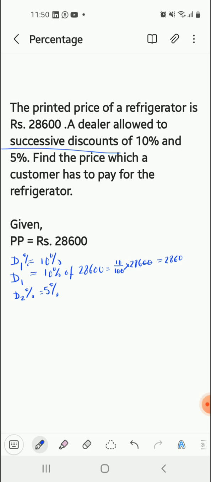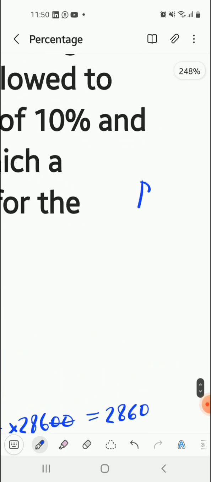After getting the first discount, before we find out the second discount, we have to reduce, because it's a successive discount. It means whatever was my printed price, from here first the D1 will be deducted.